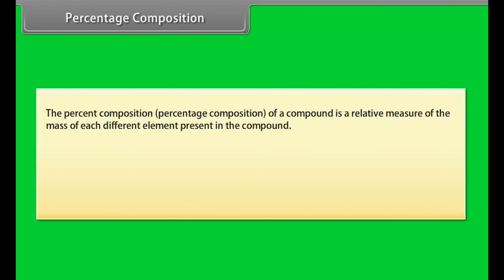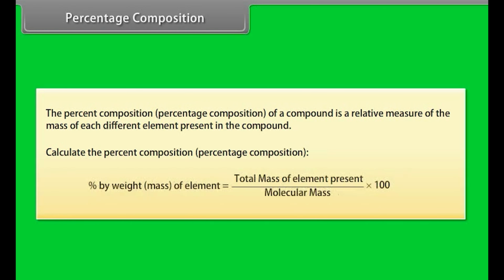Percentage composition. The percent composition of a compound is a relative measure of the mass of each different element present in the compound. Calculate the percentage composition by weight: mass percent of an element is equal to the total mass of the element present divided by the molecular mass, times 100. Empirical formula and molecular formula.